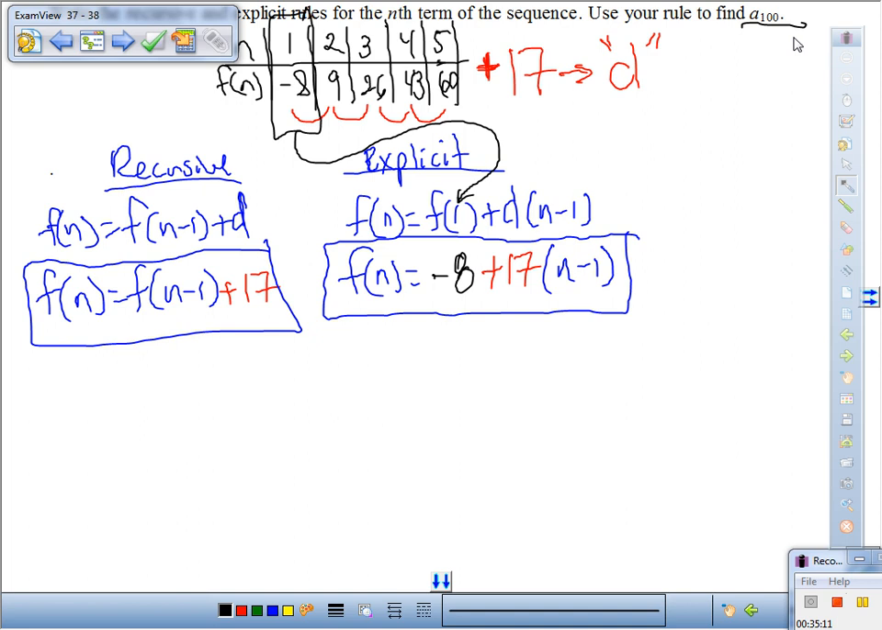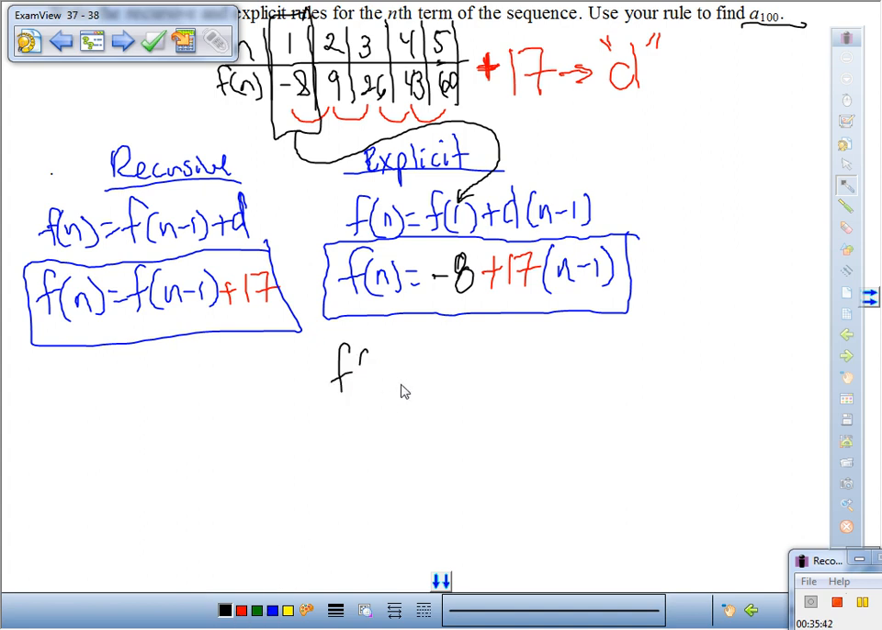100. So do we use the recursive? Why not? Because we need the 99th term. Do we have the 99th term here? That means we need to find the 97th. Do we have it there? No. That means I need to find all the ones before 100. So this will be crazy unless you guys want to do the workshop. So that means we need to use which one? The explicit.